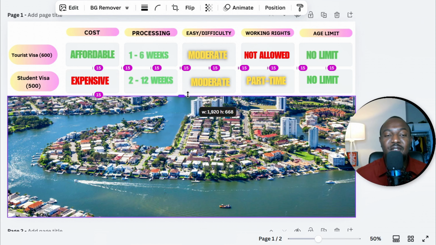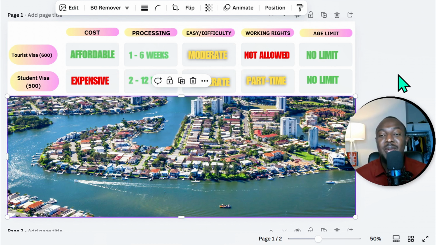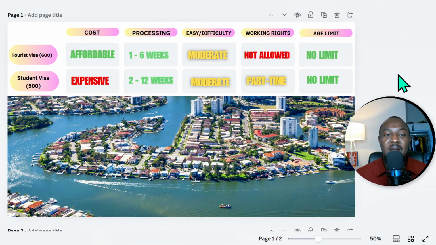Next on the list is, of course, the student visa subclass 500. In regards to cost, this visa can be somewhat expensive. Why am I saying expensive? Because there's a lot that goes into this. One, you have to make sure you have a down payment of your tuition fee. For most of the universities and colleges here, you have to put down at least the first semester fee.